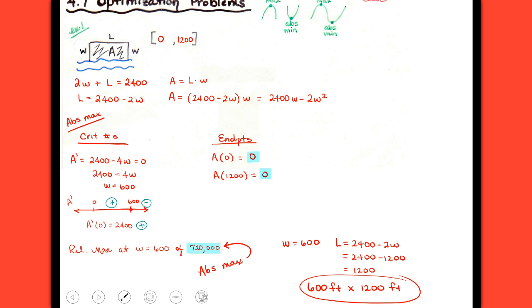And of course, you could use common sense to get that as well. You don't have to plug back into the formula. If you're coming back up here and going 600 here, 600 here, that would leave 1,200 here. That's fine.